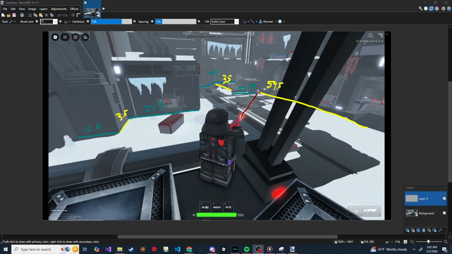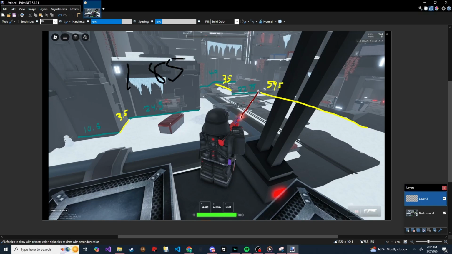So our final distance is 185.25 studs based off its location, and the speed of it is 26,676 studs per second.